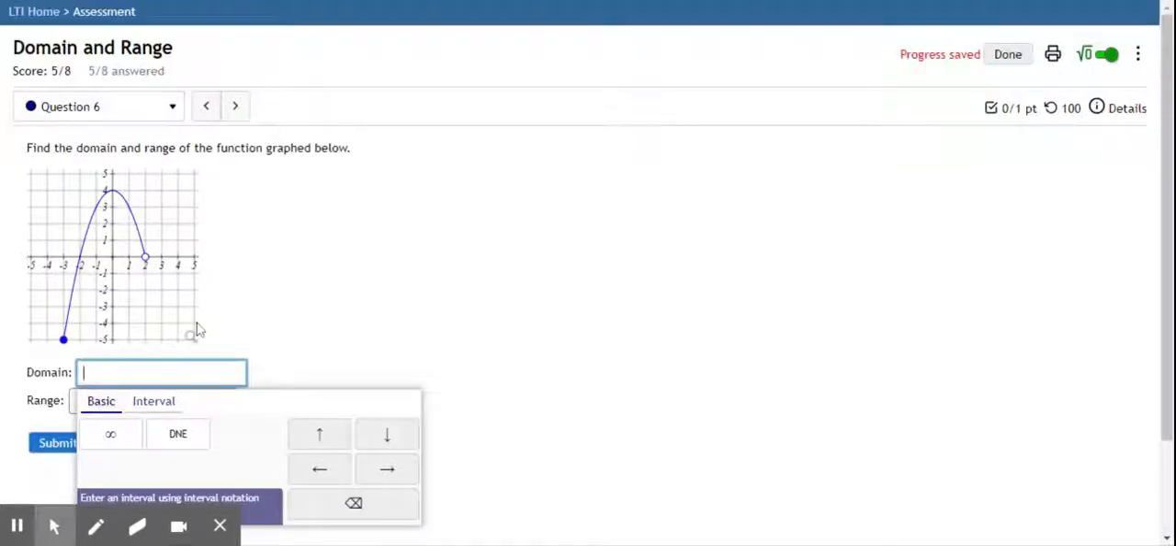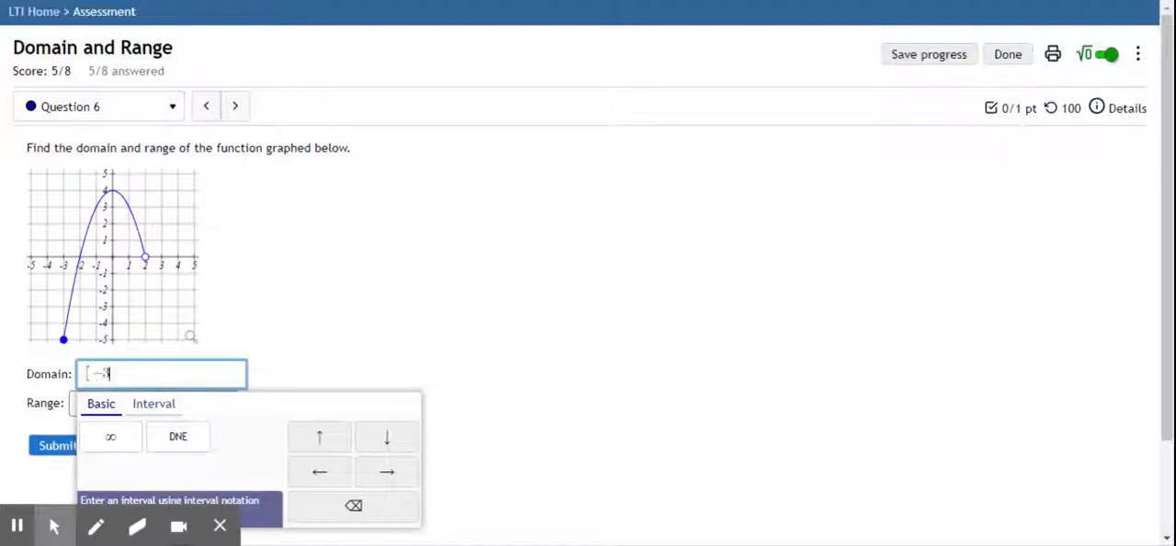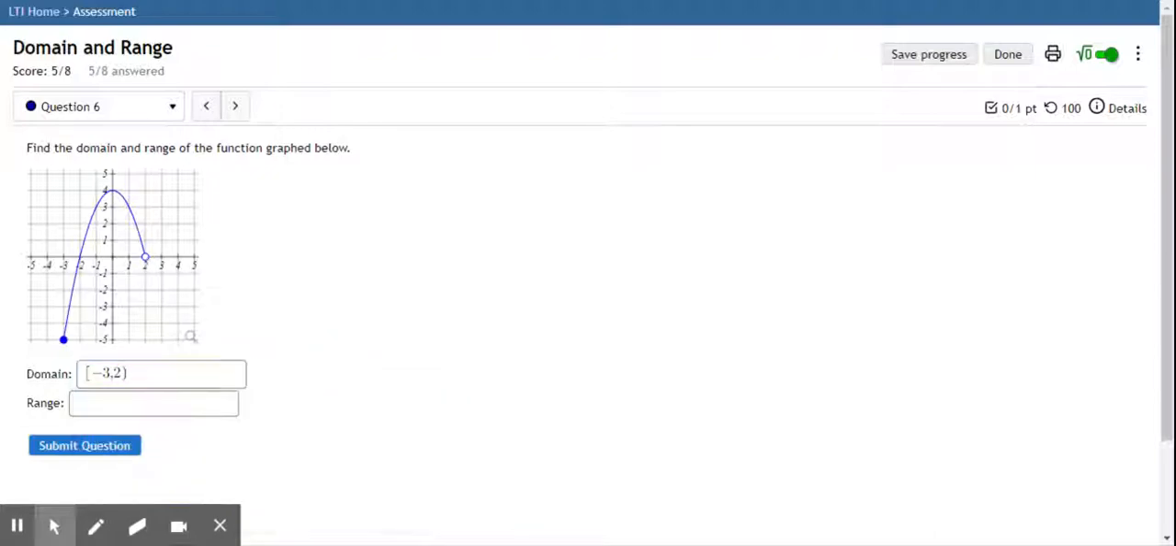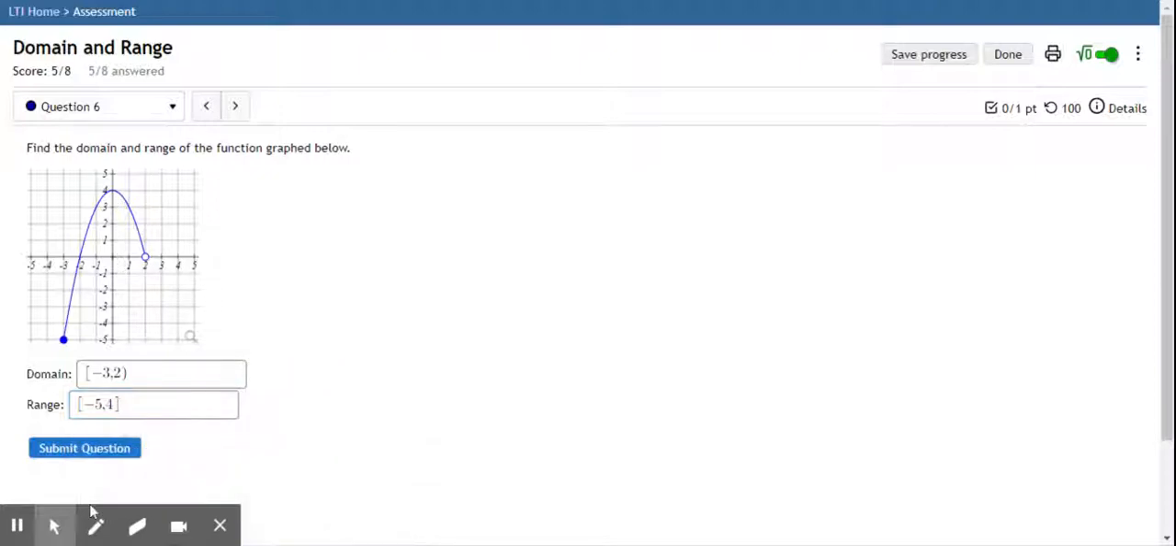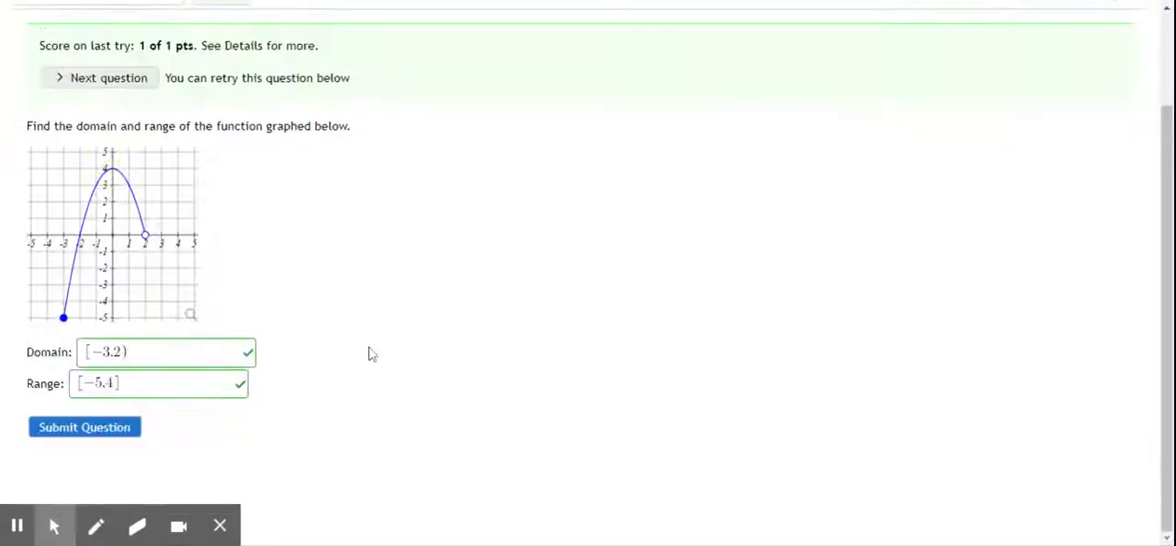So the domain here on the left is going to be square bracket -3, and on the right is going to be 2, but with a round bracket because of the hole there. Range on the lower side is going to be square bracket -5. And on the upper side is going to be 4 square bracket because it actually touches right up there, right here. It actually touches at 4. Maybe it doesn't look like it, but it does.